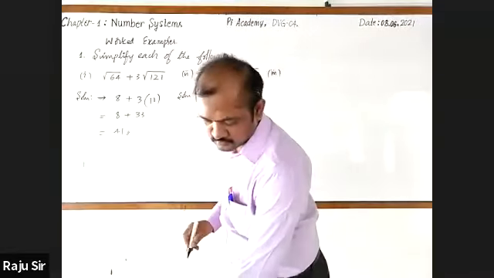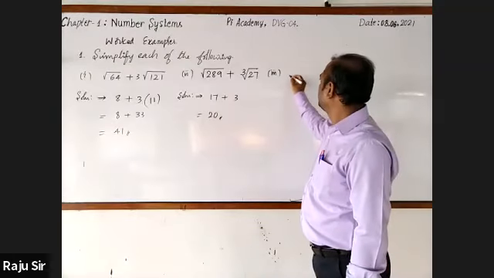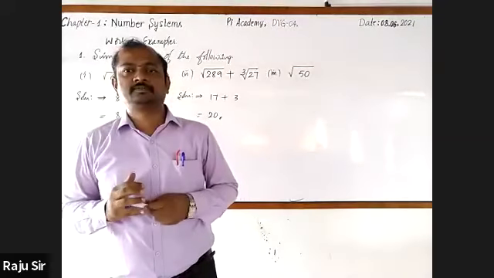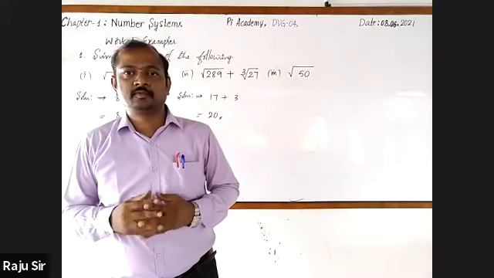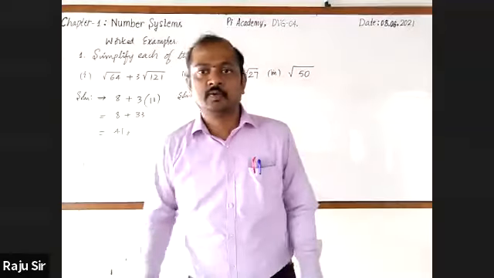Third, shall I give? Yes, sir. Square root of 50. Only this part. Vibha, could you try? Sir, 5 square. Sir, 5 times root 2.